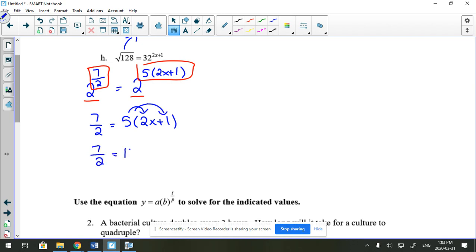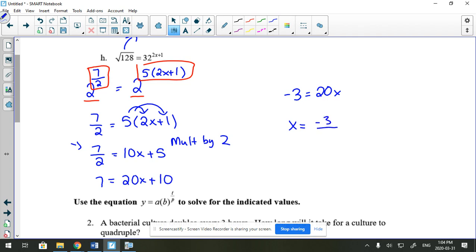Then remember from solving rational equations, we don't really like to work with fractions. You could have turned this into a 3.5 if you really wanted to, but we know how to work with these. Let's multiply everything by 2 to get rid of the fraction. Okay, and then now I'm going to minus 10 from both sides. And I'm going to divide both sides by 20. And I can't simplify this anymore, but now I've figured out what my x is.